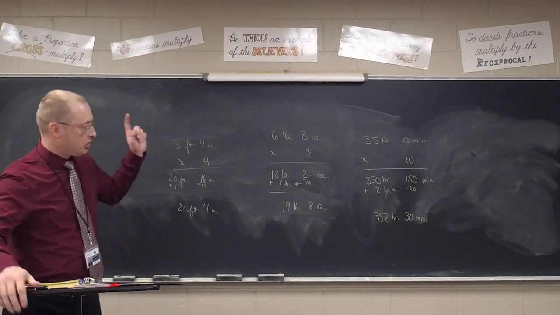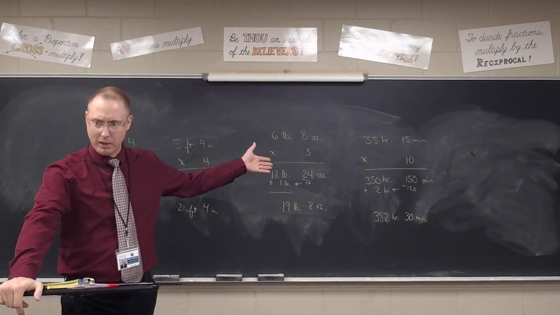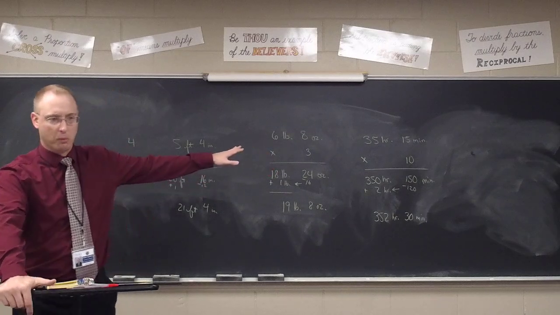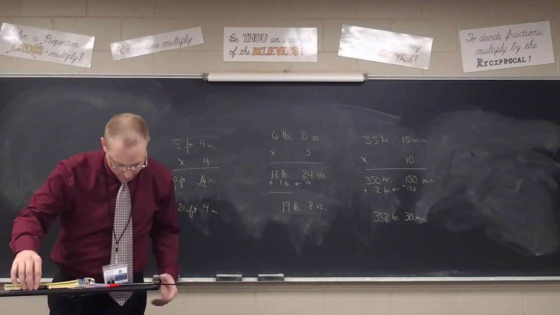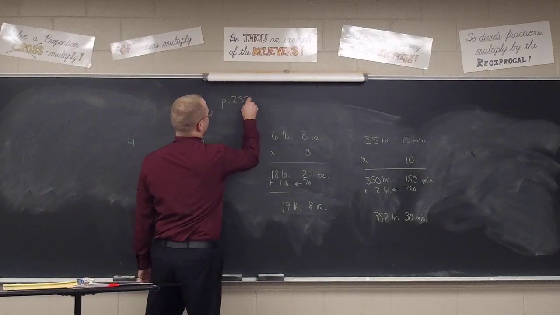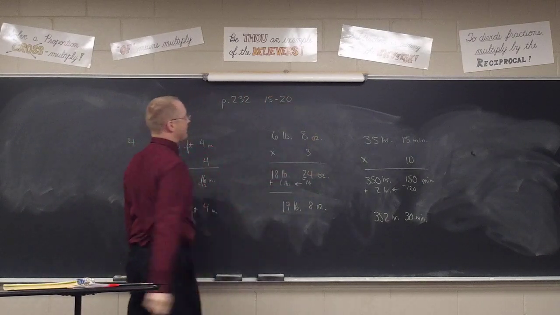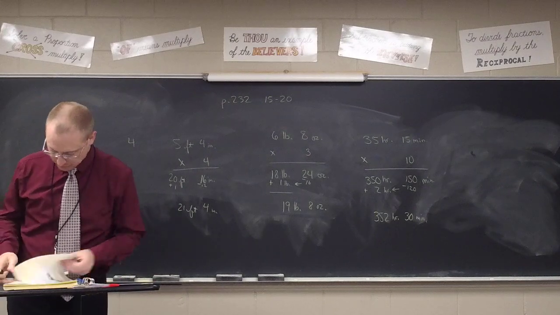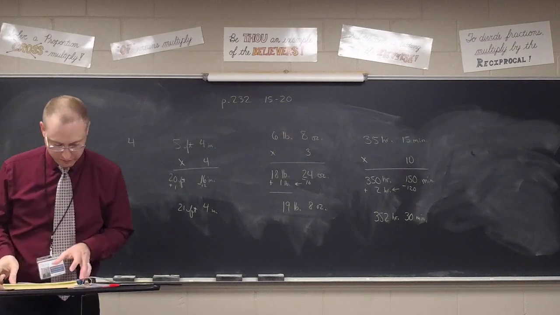Multiplying mixed measures. We remember doing this in 6th grade, perhaps? Any questions on what we're doing here? All right, I want you to turn over then to page 232. Page 232. And I want you to do numbers 15 through 20.